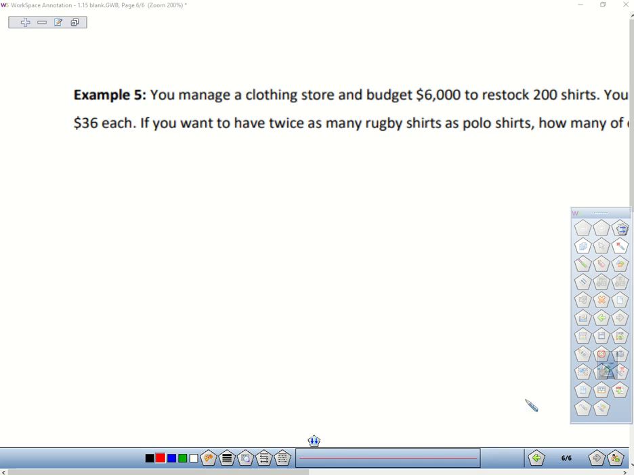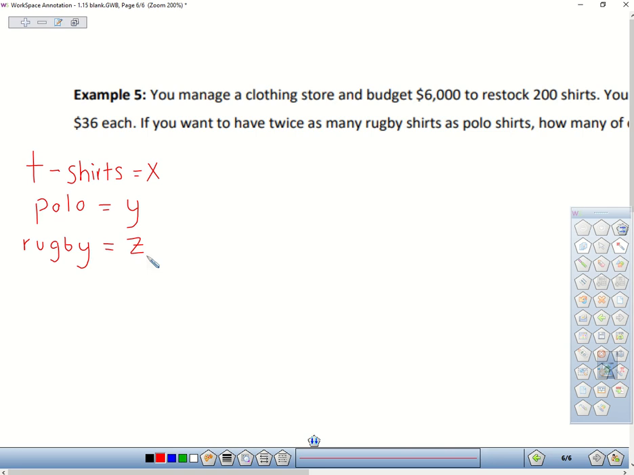So the first thing you always want to do are your let statements. So let's let t-shirts, the amount of t-shirts, be equal to the variable x. Let's let polo shirts be equal to the variable y. And let's let rugby shirts be equal to the variable z. And these represent the amount of each type of shirt.